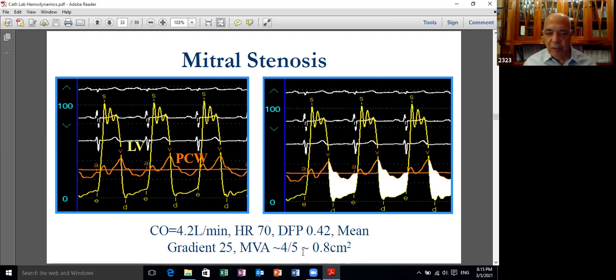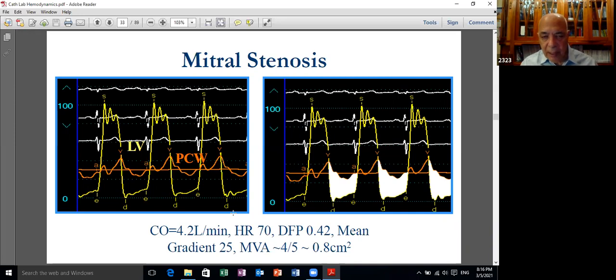and so we depend on gradient. Even for everyday work, we depend on gradient. So if I tell you that this patient has a gradient of more than 10 millimeters of mercury, in this patient it is 25 millimeters of mercury at a heart rate of 70, so a relatively slow heart rate, this is significant mitral stenosis. You don't need to calculate the areas and go into this hassle.